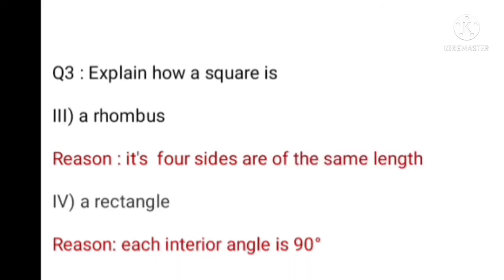Next one: a square is a rhombus. The rhombus property is that all the sides are equal, and in a square all the sides are equal too. So a square is a rhombus. Next: a square is a rectangle. A rectangle has all angles 90, and a square also has all interior angles 90. So a square is a rectangle, but a rectangle is not a square.